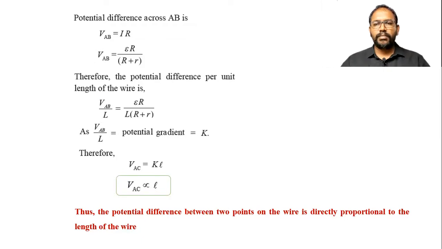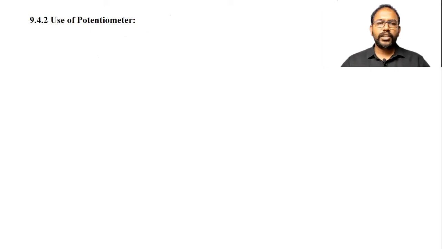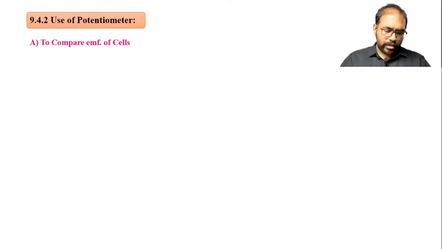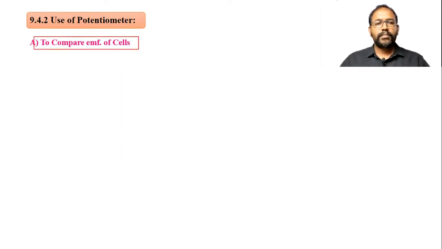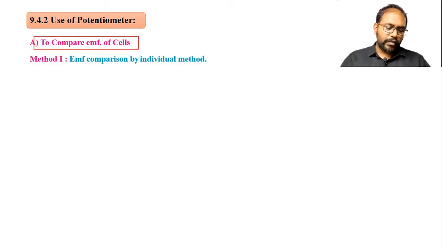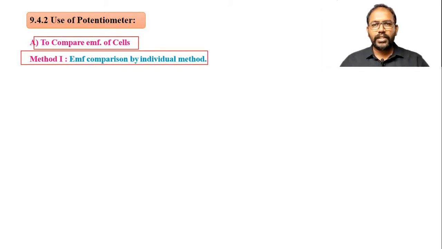Now based on this potentiometer working principle, we have to learn 3 experiments. The first experiment has 2 subtypes, and in that we have to measure EMF. You can see the use of the potentiometer. The first one is to compare the EMF of cells. In that, we can compare by using 2 methods: the individual cell method, and the sum and difference method. First we learn method 1. Individual cell means we are using the cells individually and then taking readings.